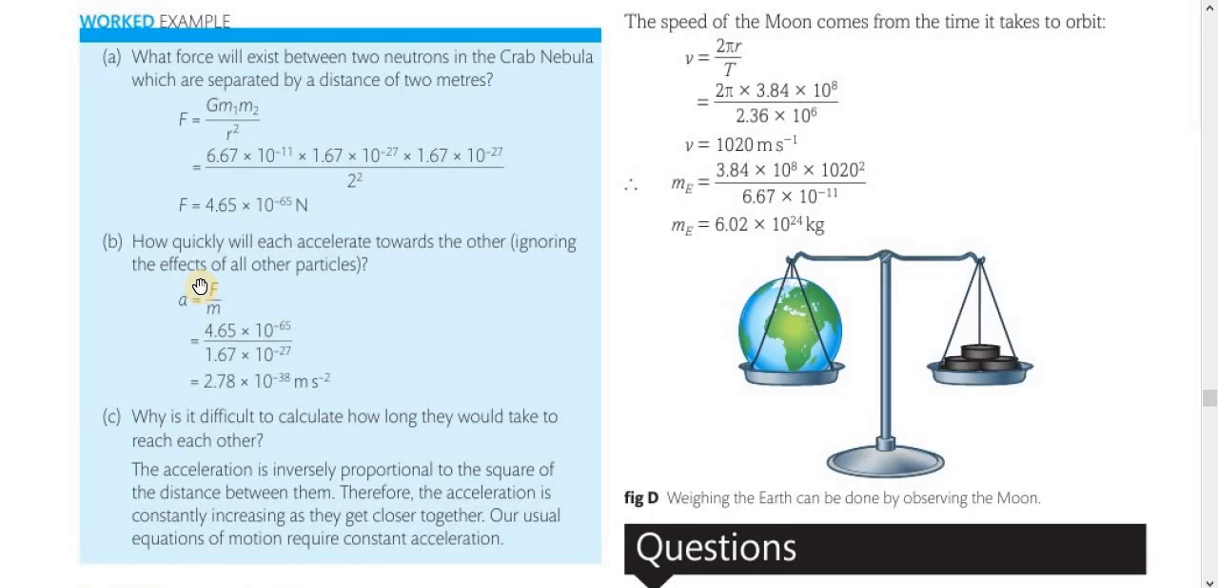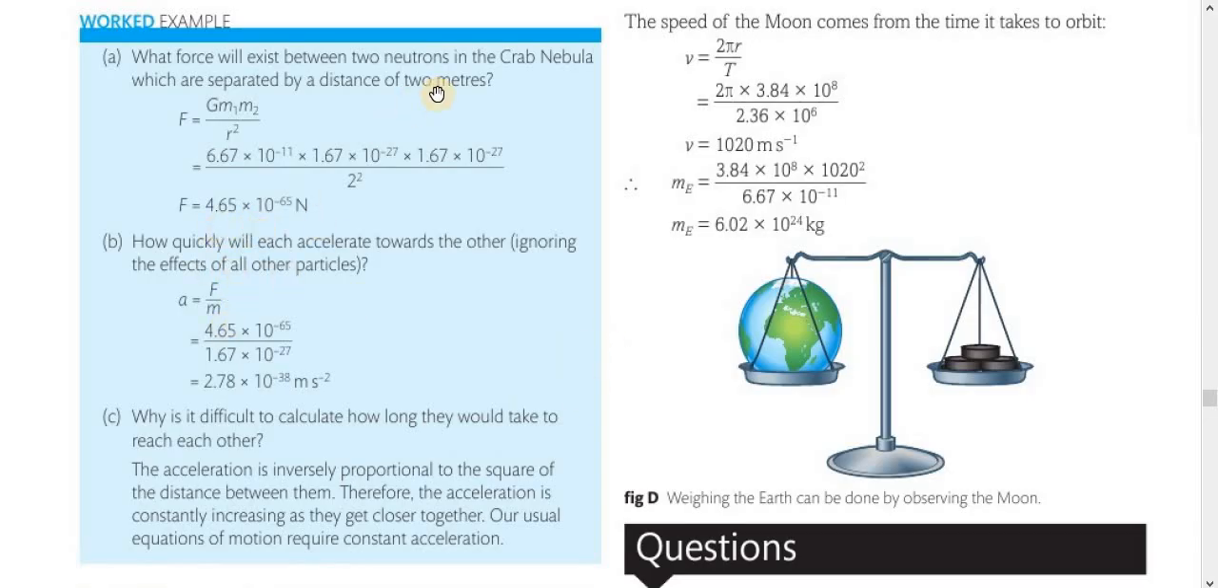Okay, so the two neutrons are two different bodies. There is a force F, which is 4.65 × 10^-65 newtons exerted by one neutron on the other neutron. So if you consider one neutron, the resultant force on a certain neutron is 4.65 × 10^-65 newtons. And I told you in this equation F equals ma, the Newton's second law equation, F is a resultant force. Okay, so the resultant force on the neutron is this.